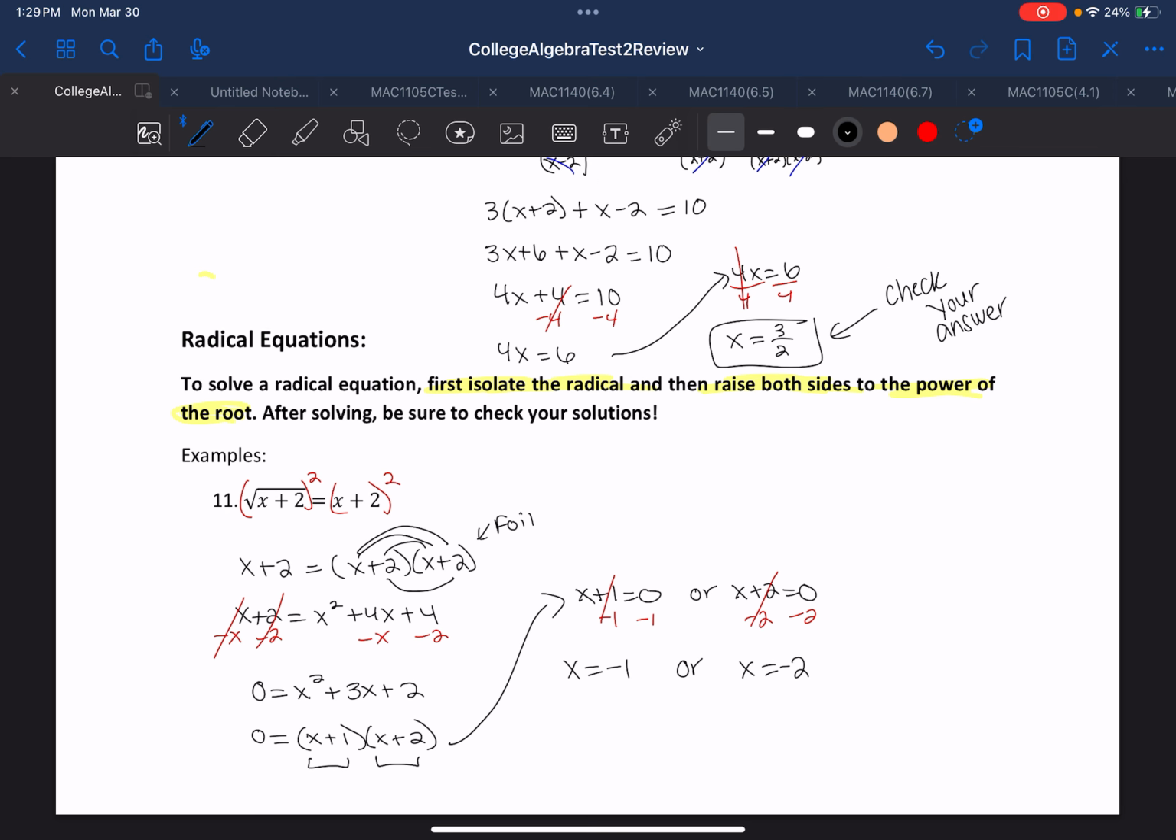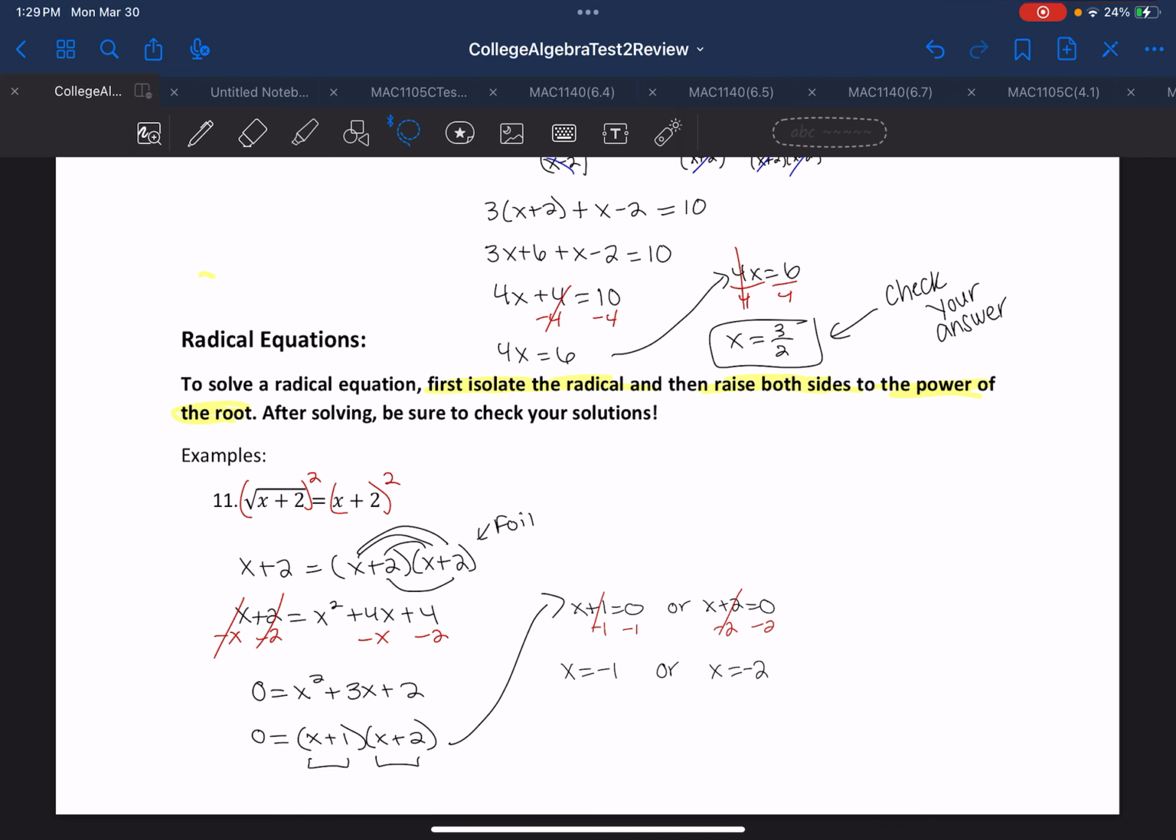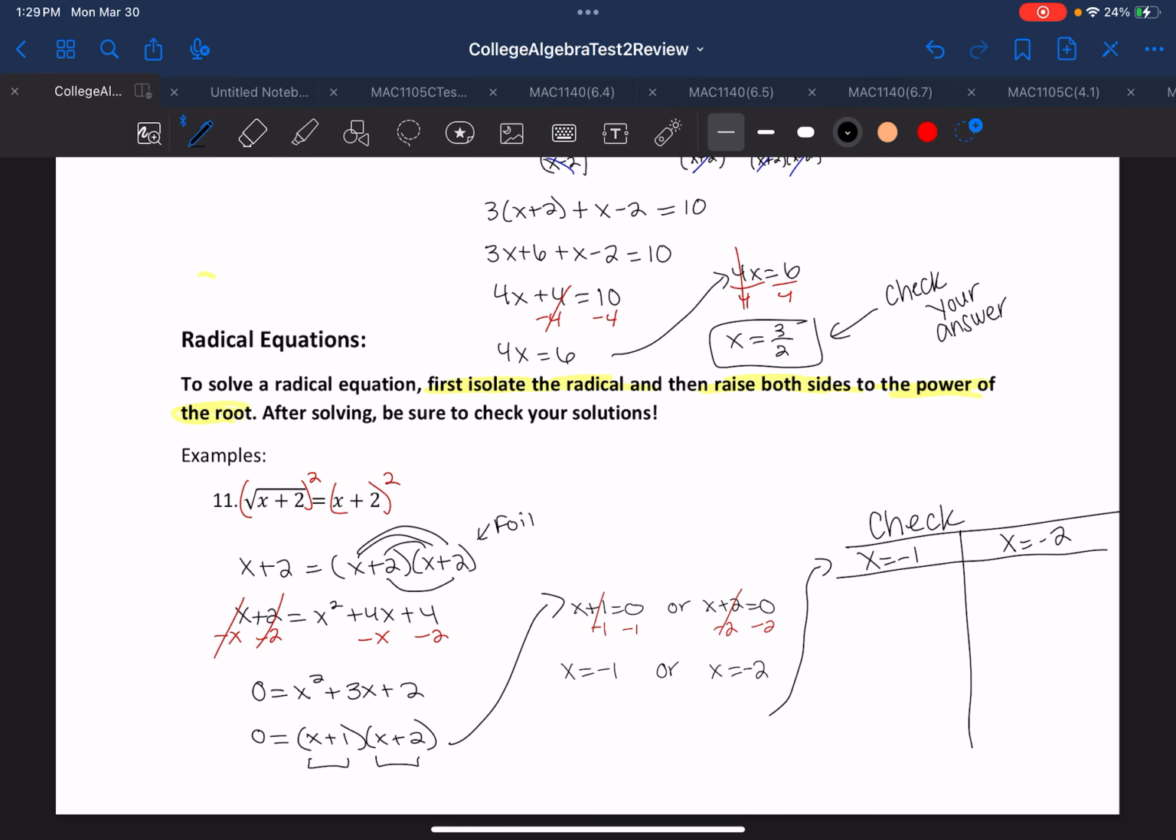So now we need to check. So we're going to check both. So x equals -1 first, and then x equals -2. So when I plug -1 into the original, I get the square root of -1 plus 2 equals -1 plus 2 on the right side. And on the left side, -1 plus 2 is 1.